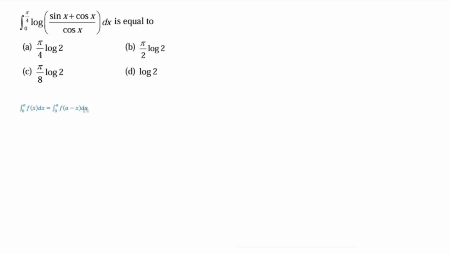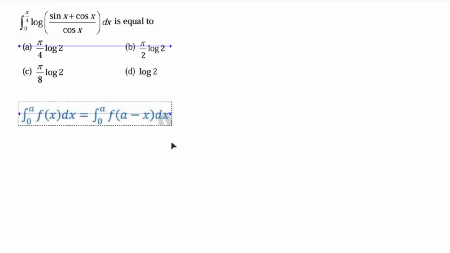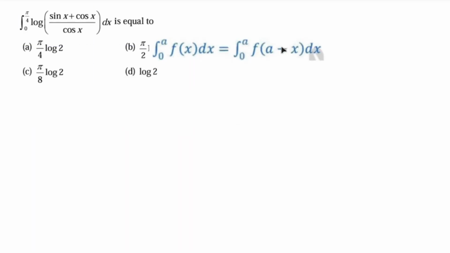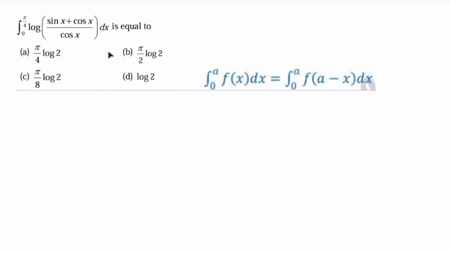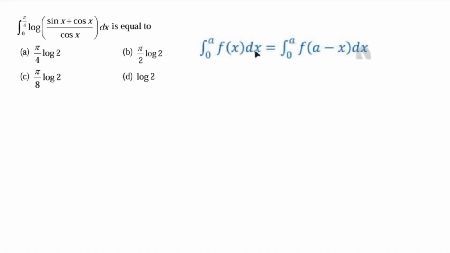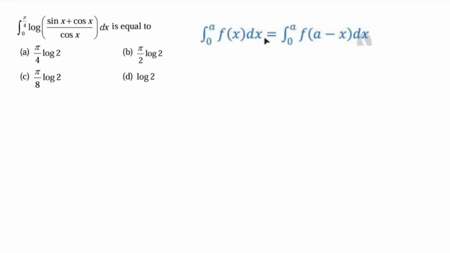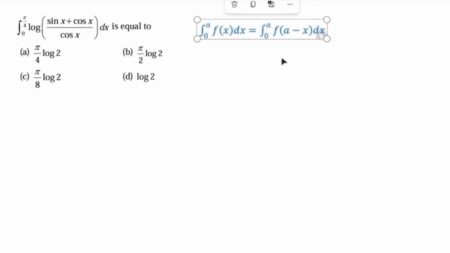Next sum: integration of 0 to pi by 4 log of sin x plus cos x whole divided by cos x. Let us consider, before getting into the problem, that we need to know this formula to solve this. The properties of integrals: the integration of 0 to a f of x dx is equal to the integration of 0 to a f of a minus x dx. One of the important formulas to solve this. Okay, so let's keep this aside.